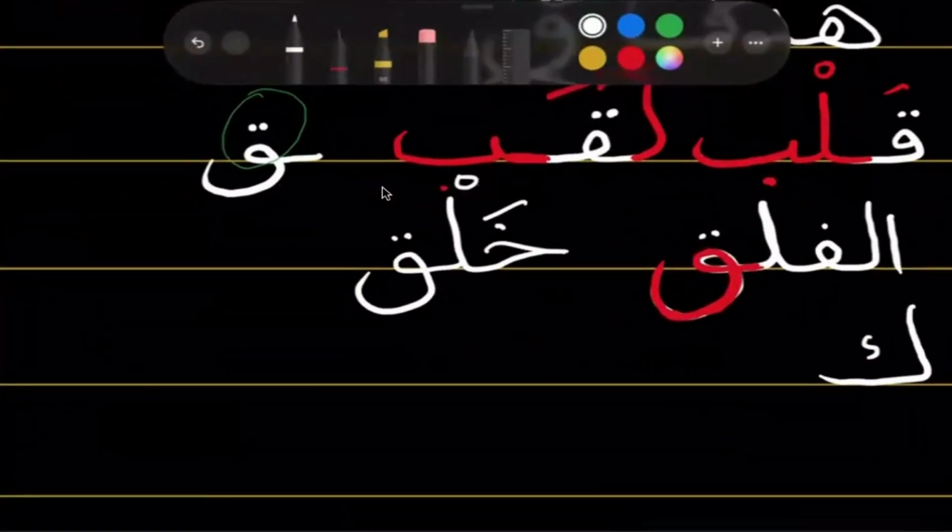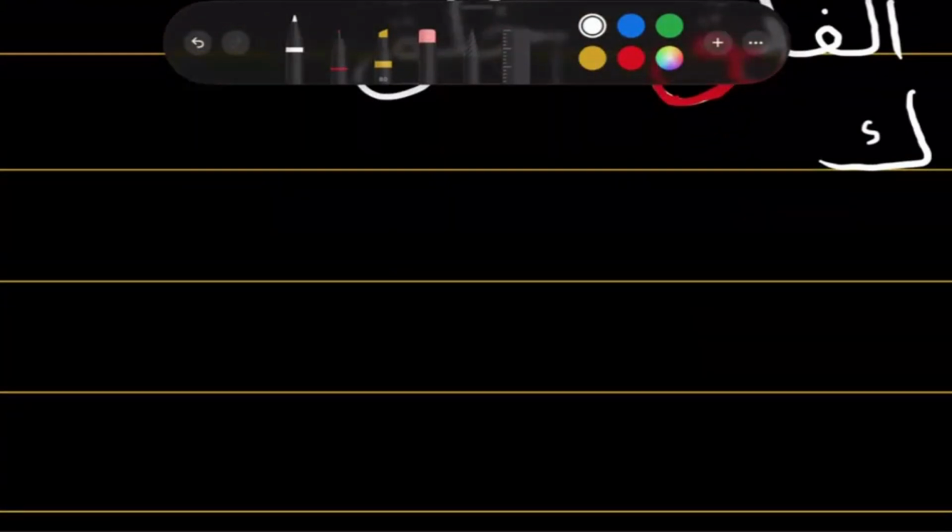Now we're on letter calf. Here's the calf by itself. Now, when it connects, it changes drastically. So the calf, let me just go on the next line here. The calf in the beginning of the word, you have two ways. Let's do one way first. I'm going to call this the standard one.